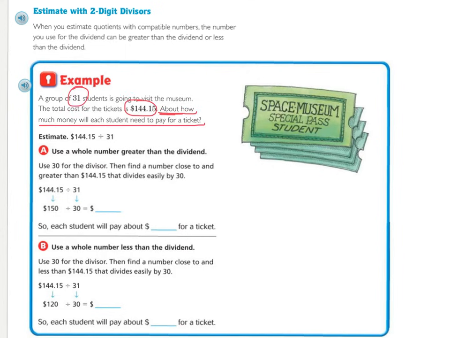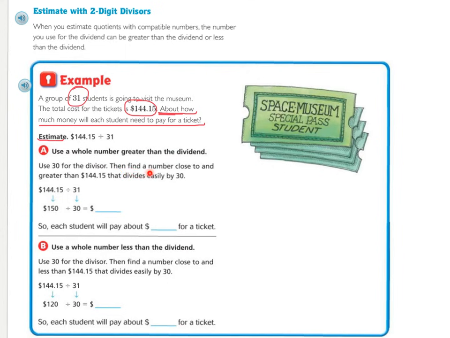You should have underlined about how much money will each student need to pay for a ticket, and circled 31 students and $144.15. I darkened below the word about because that is the word that tells you to estimate. So now we're going to use two different sets of compatible numbers. First, we're going to use a whole number greater than the dividend. Remember, the dividend is the number that we are splitting up. We are using 30 for the divisor because 30 is extremely close to 31.